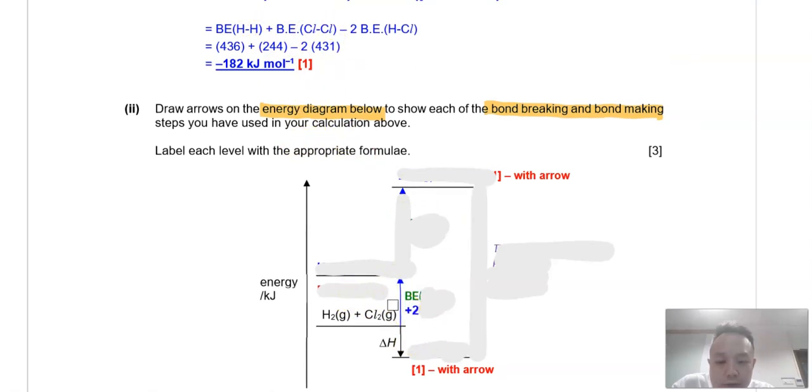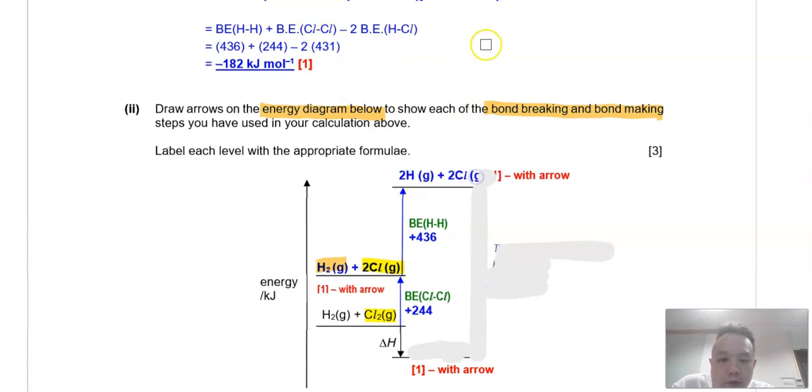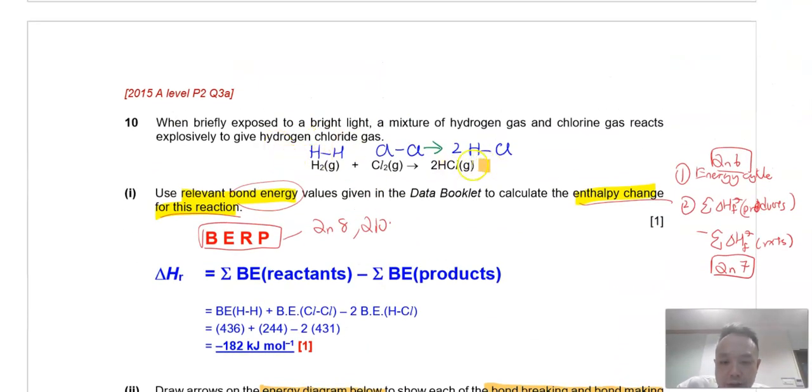So let's take a look. This will correspond to the breaking of the Cl-Cl bond, 244. Then you can see that your Cl2 has been broken down to form gaseous Cl atoms. This is a larger gap. The larger gap is because of the more endothermic process of breaking the stronger H-H bond, 436. So you can see that your hydrogen gas molecule has been broken down to form hydrogen atoms. Bond energy.